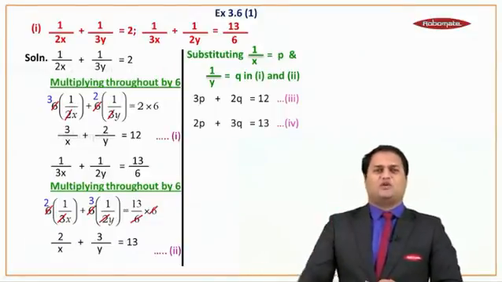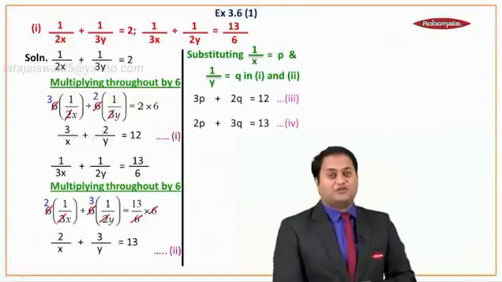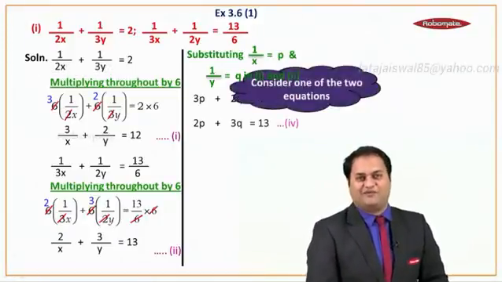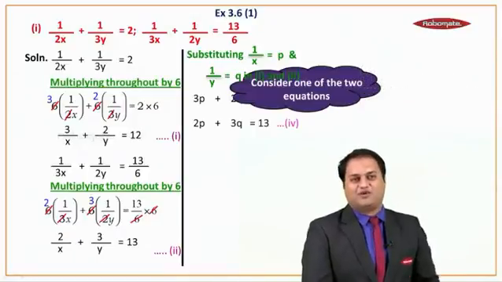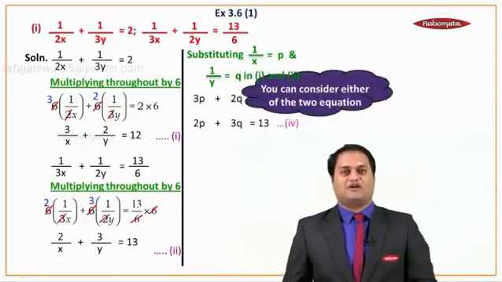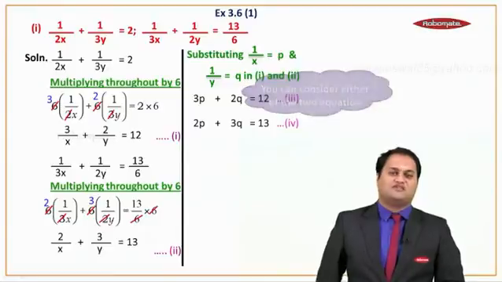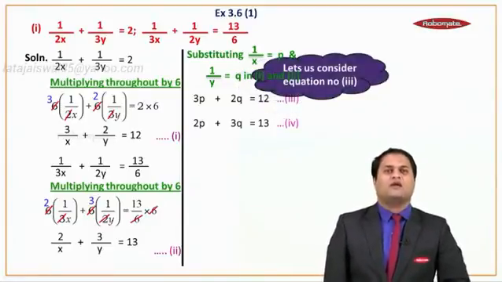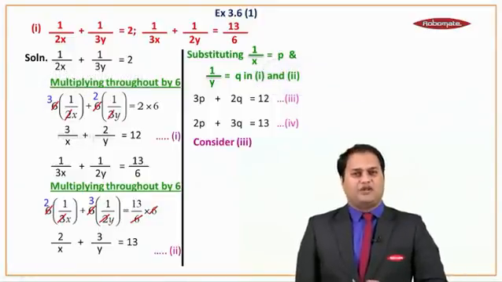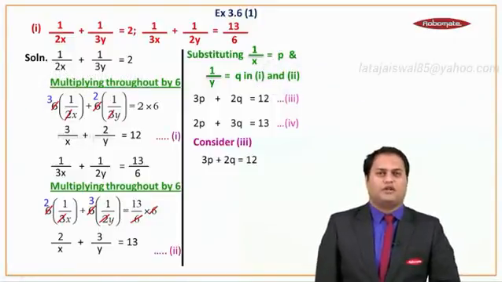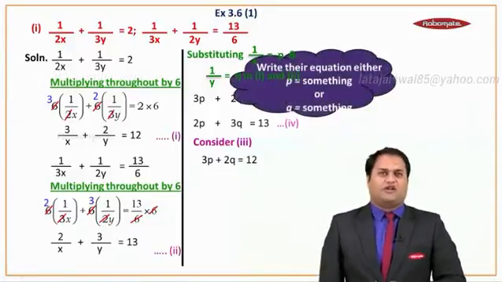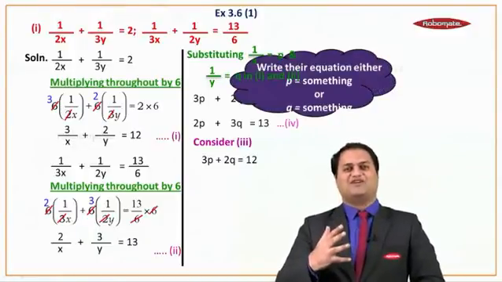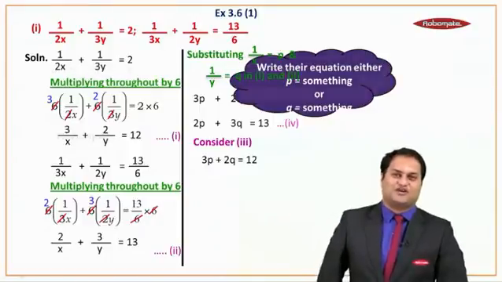Now let us solve these equations by the method of substitution. What do we do in substitution? We number the equations first, which is already done there. Then we consider one of the two equations. Which one to be considered? Whichever equation is simple. You can consider either of the two equations, right? Let's consider equation number 3. Let's do it. What do we get? We shift one of the variables to the other side so that we get it either in the form of p is equal to something or we get it in the form of q is equal to something.